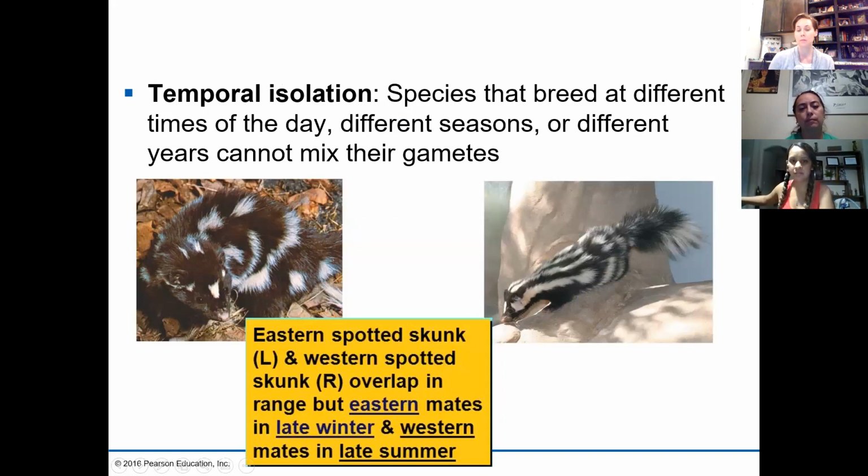Temporal isolation, they breed at separate times of the day or different seasons, or different years, and cannot mix their gametes. So some, not necessarily animals, but a lot of plants will not reproduce except every other year. And so maybe those years are not overlapping.